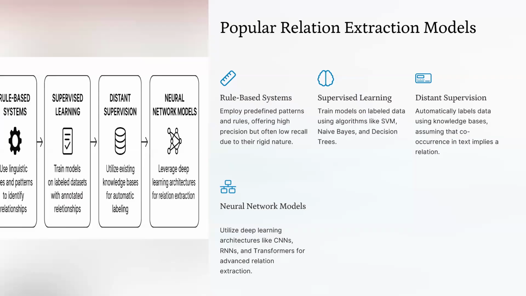Finally, the neural network models leverage deep learning architectures like convolutional neural networks, RNNs, or transformers, where these models learn complex features from the data automatically. However, they require substantial computational resources and large datasets.